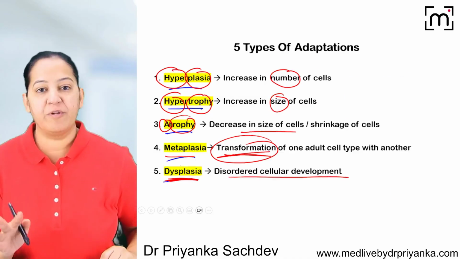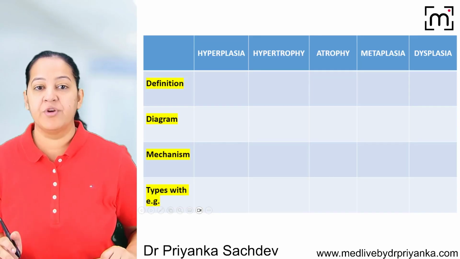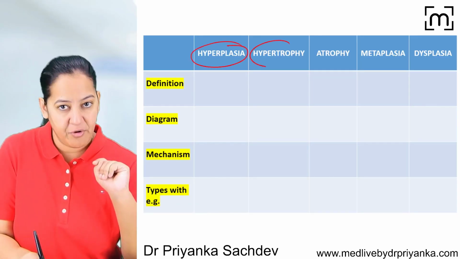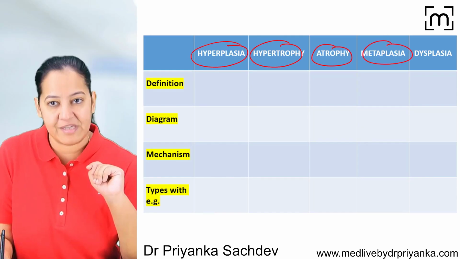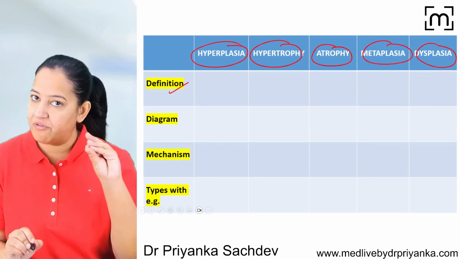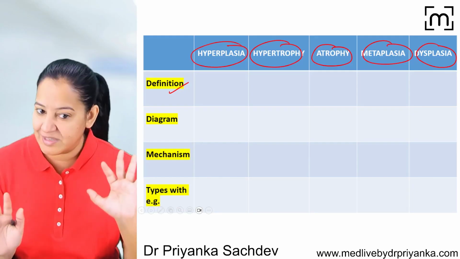Now, if any adaptation comes in your university exam, you have to write down 4 things about that. And if any of them comes, hypertrophy, hyperplasia, atrophy, metaplasia, dysplasia, the first thing you have to write is the definition of each of them. I told you all 5 definitions together. So I guess you know the definitions.